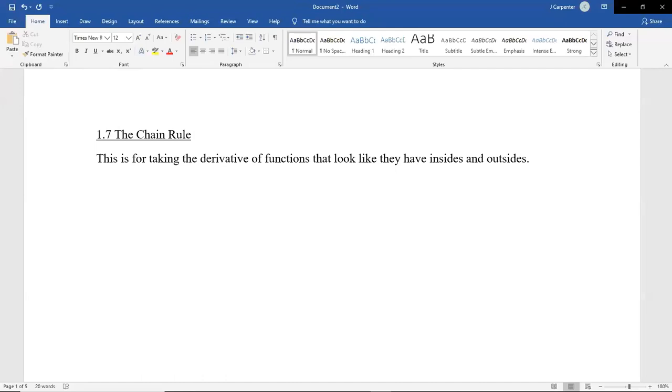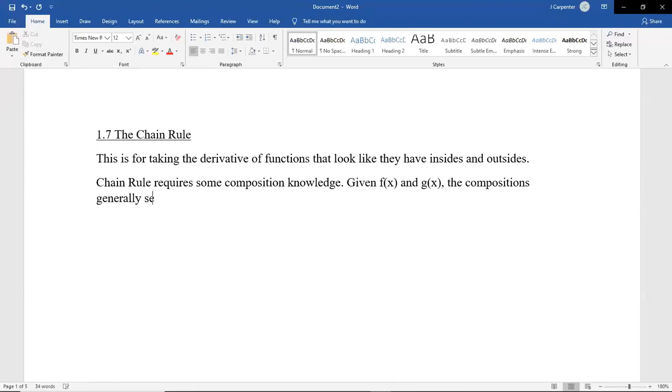Now, I just want to put a few things to paper that I've said. Chain rule requires some composition knowledge. Given an f of x, g of x, compositions generally seen are f of g, which is really read f of g of x.